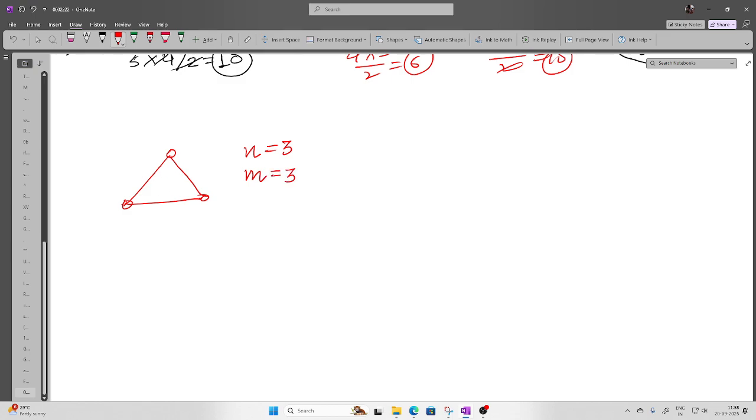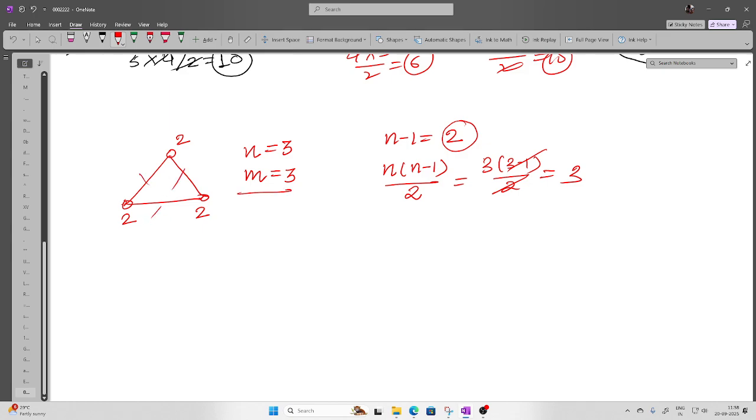1, 2, 3. So from the theorem, the maximum degree can be n minus 1, that is 2. So here its degree is 2, its degree is 2, its degree is 2. And as this is a complete graph, it should be exactly equal to 2. The maximum number of edges in any simple graph is n times n minus 1 by 2, and in case of a complete graph, it should be exactly equal to this number, that is 3 times 3 minus 1 by 2, that is 3. And here we are having 3. You can take one more example.